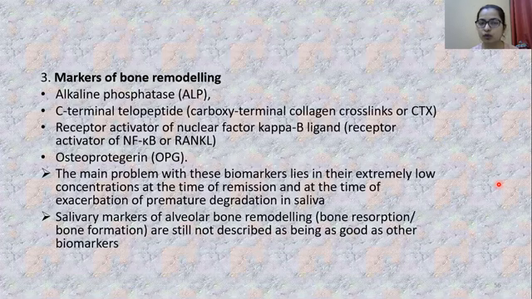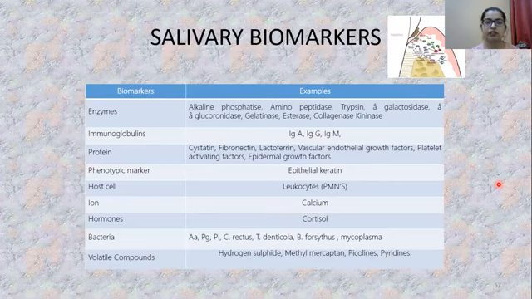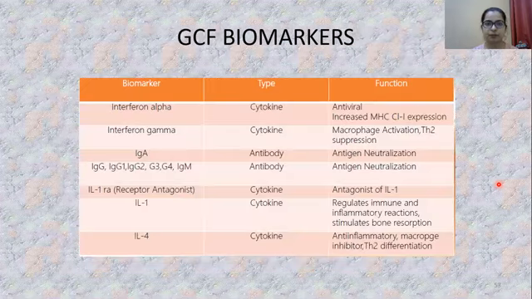Then we have markers of bone remodeling. These are alkaline phosphatase, C-terminal telopeptide, then RANKL and osteoprotegerin. But the main problem with these types of markers is that they are available in a very low quantity, and also the salivary biomarkers are not as efficient as other biomarkers for bone remodeling. These are the list of certain biomarkers with the examples and the cells they are secreted by. This is the list of gingival crevicular biomarkers and the function of these biomarkers.